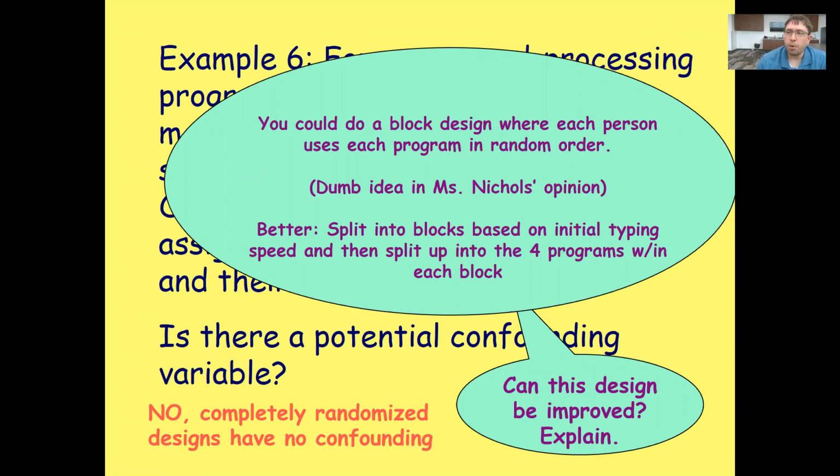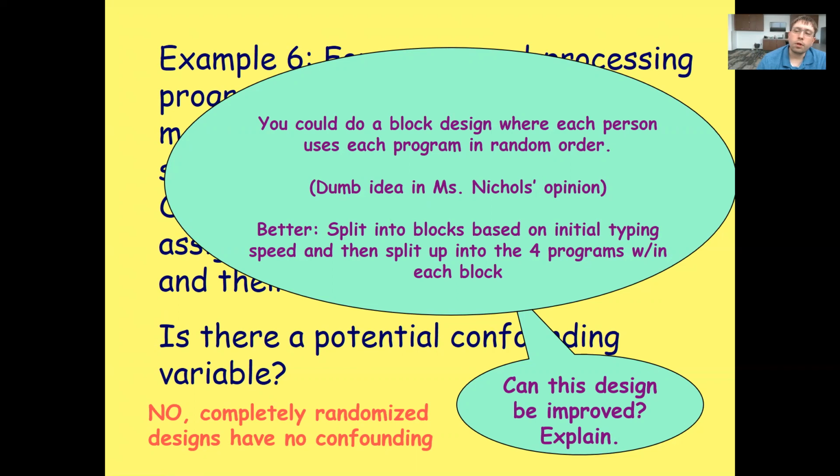If we were to split them up into groups based on their initial skill level, and then within those individual groups assign one of the 4 treatments randomly to people, then we would have a better idea of which program actually works the best, because each program would be tested on people who are really fast, people who are okay, and people who are really, really bad. So all 4 programs would be randomly assigned to the really fast people, and that'd be like its own experiment.